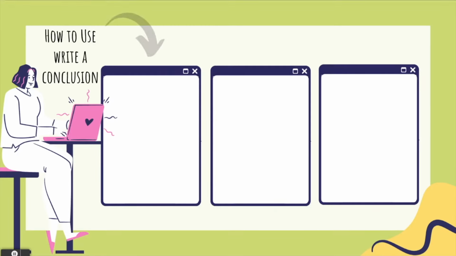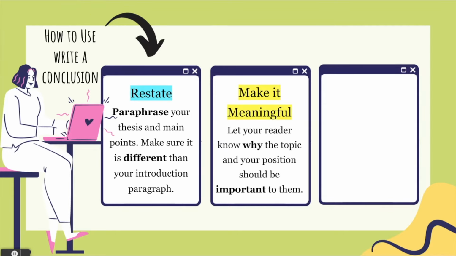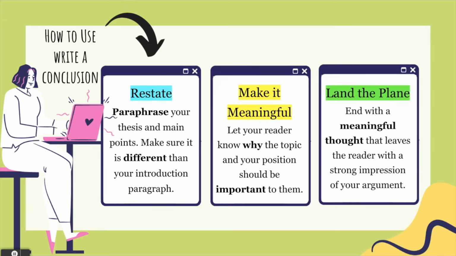So how do we write it? First, restate. So paraphrase your thesis and main points. Make sure it's different, though, than your introduction paragraph. Don't just rewrite it, restate it. Put it in different words. Make it meaningful. Let your reader know why the topic and your position should be important to them. And then finally, do something I like to call land the plane. So end it with a meaningful thought, one that leaves the reader with a strong impression of your argument.